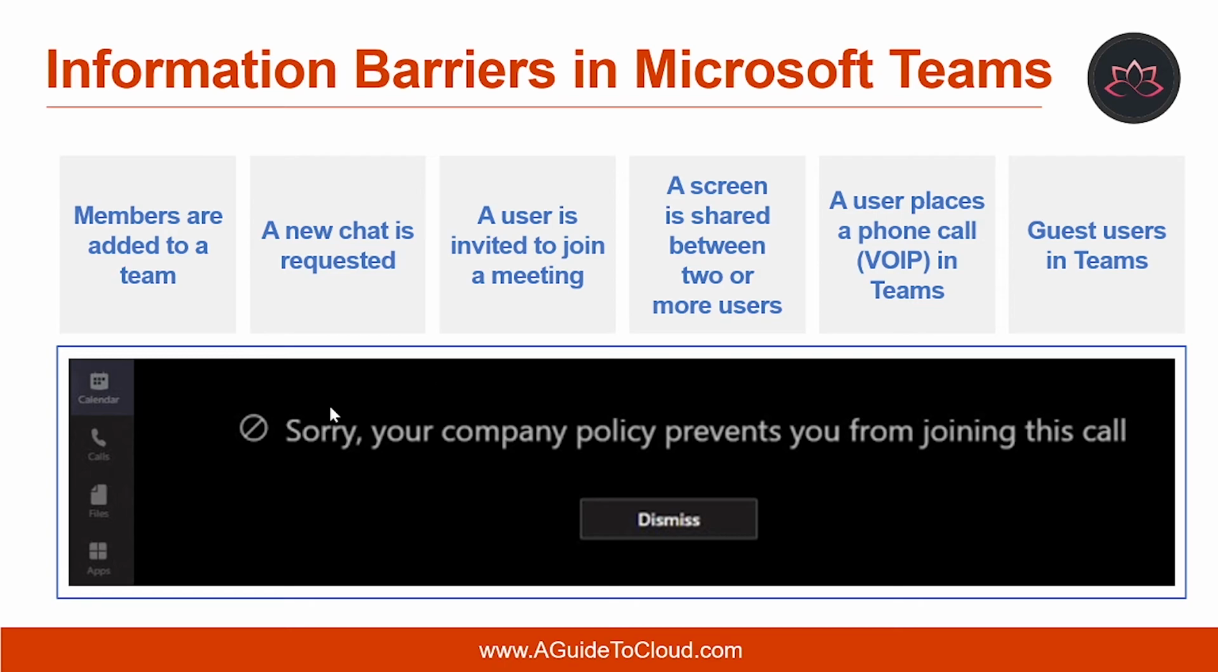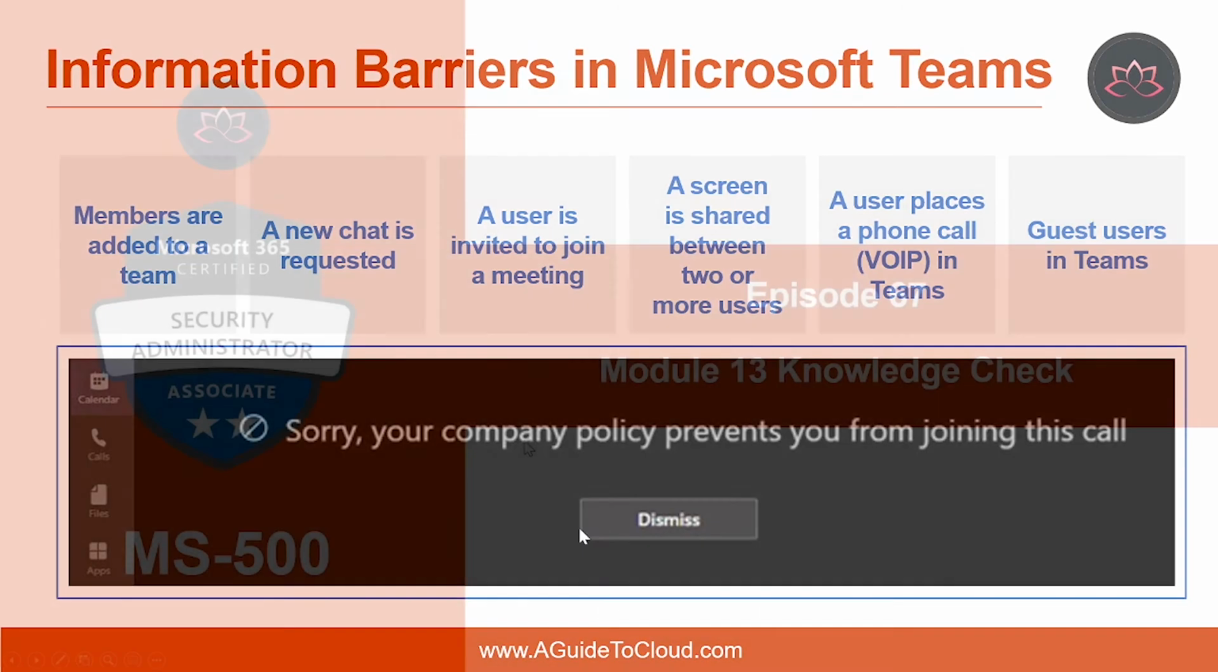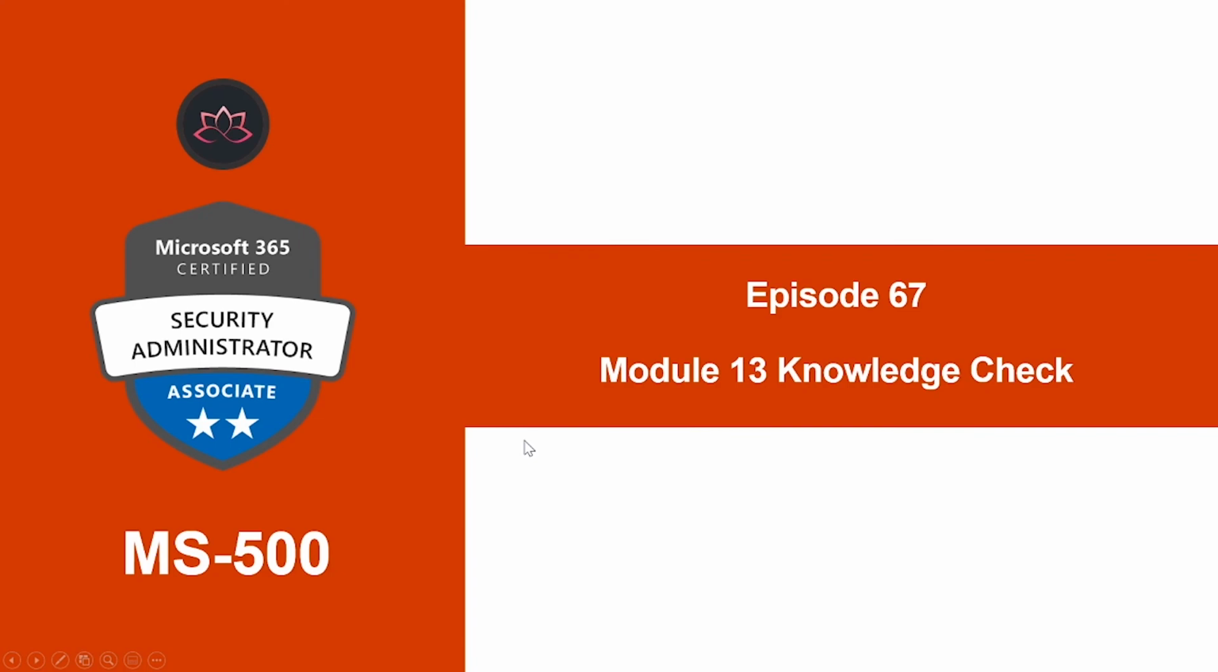So this is an example which shows when a user is invited to join a meeting, the user's policy is evaluated against the policy of other team members, and if there is a violation, the user will not be allowed to join the meeting. That concludes the lesson on information barriers.